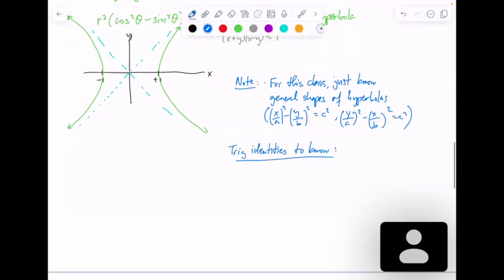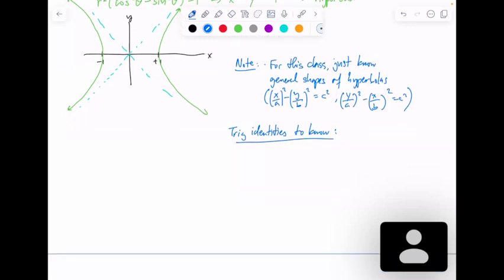You should know these off the top of your head. Now that I've written it down in these notes, you can refer to this on your tests, but your exam is definitely closed book, so you'll have to memorize some. Fortunately, not too many. The first one is sine squared theta plus cos squared theta is equal to 1. The second one is sine 2 theta is equal to 2 sine theta cos theta.